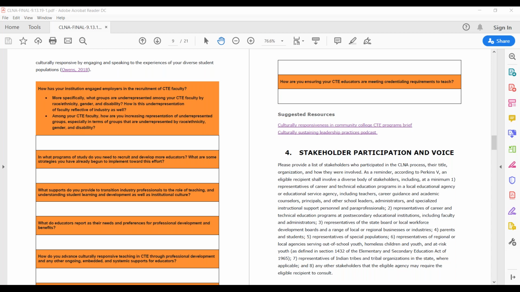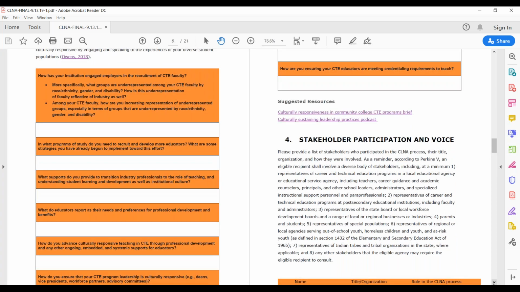The second to last question is about how you ensure that your CTE program leadership is culturally responsive. We just embarked on a diversity and inclusion project at JJC, and that's probably going to be one of those where I may not turf it off to them, but I think that's going to be central to my answer there: working with them and looking at the strategic plan that they're working on and thinking about how this fits there.